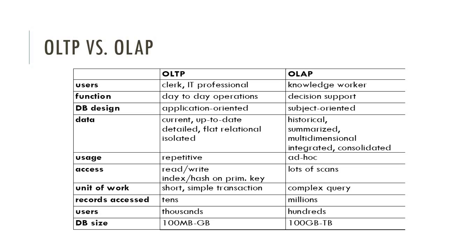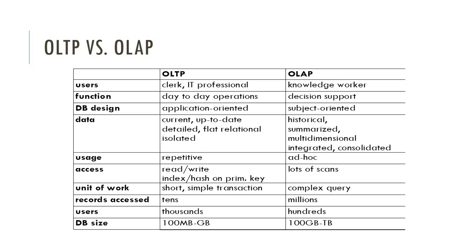Next is data. Because OLTP stores the day-to-day transactions, the data is current or up-to-date detail, while the OLAP stores the historical data. Uses: in OLTP it is repetitive, while in OLAP it is ad hoc. Access: OLTP allows the CRUD operations: create, read, write, update, while OLAP does not allow the CRUD operations because the purpose of it is just to analyze the data, so it only allows the read operation.